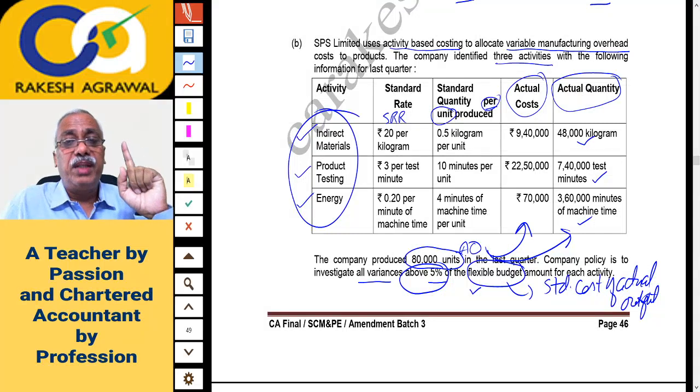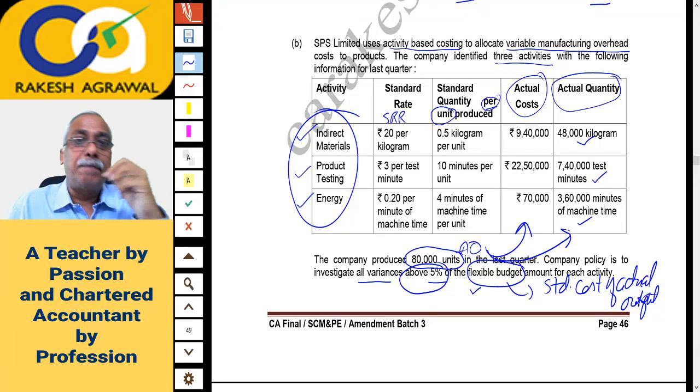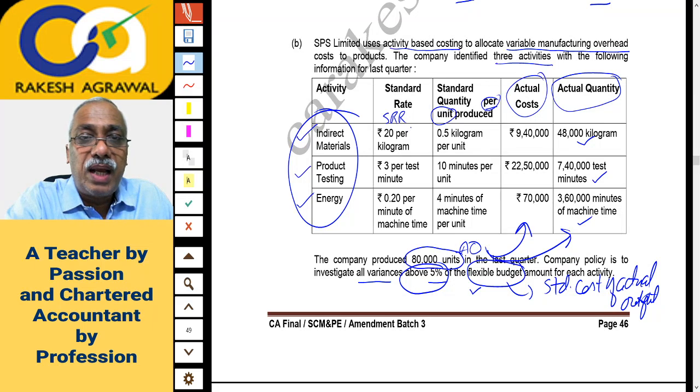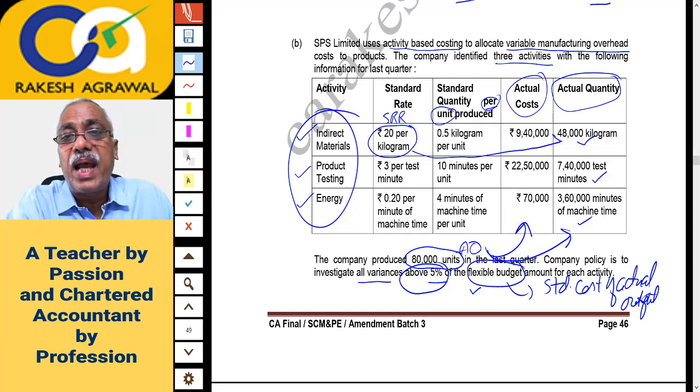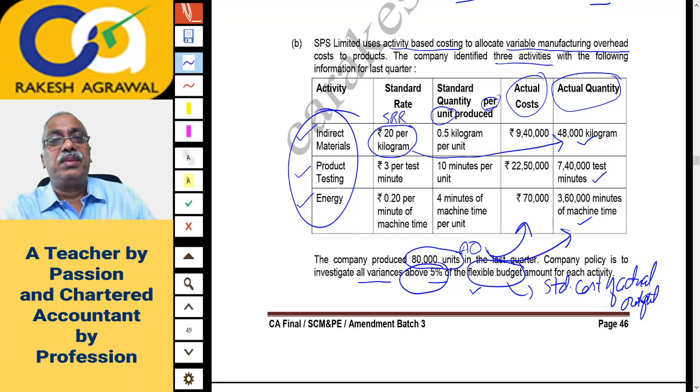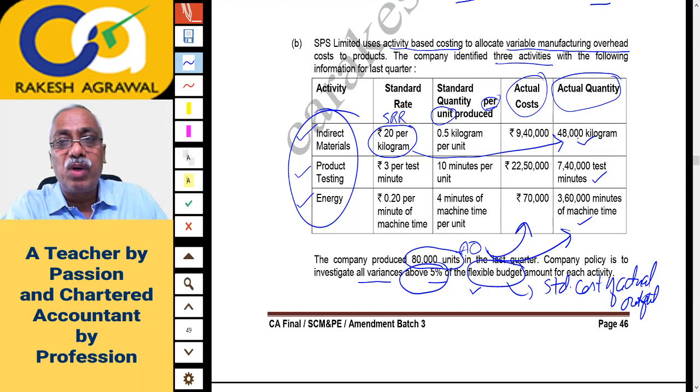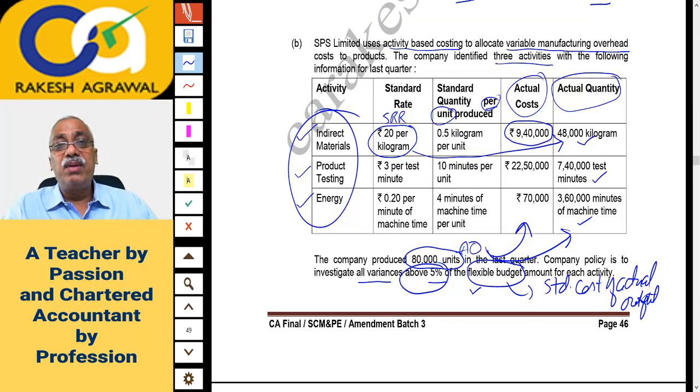Expenditure variance, think over. Expenditure variance was SRR per hour into actual hours. Actual hours, not actual output, actual hours. Now SRR, here I will take 20 per kg of that material. And instead of actual hours, I will take this actual quantity of input. Means 20 per kilogram into 48,000 kilogram which you have actually consumed. How much should be the cost? And we'll compare this with this actual cost, 9,40,000. And you will get the expenditure variance.